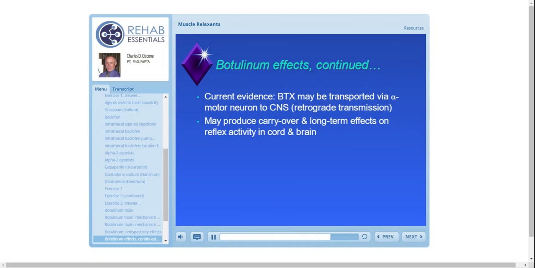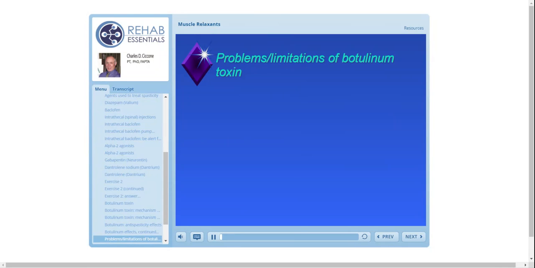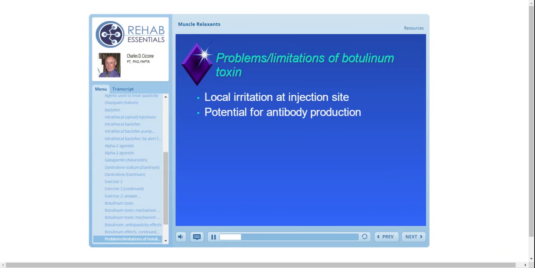We know that things that enter the presynaptic terminal can be carried upstream, as I said, back into the central nervous system, and when there, may have more of a lasting effect on the overall excitability. Now, problems and limitations of botulinum toxin. Clearly, we should be concerned. This sounds like a very serious intervention, and it certainly is. Some people may show a local irritation at the injection site, some redness or inflammation. It's understandable considering this is a toxin.